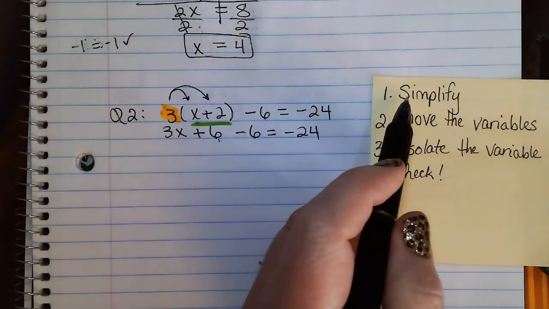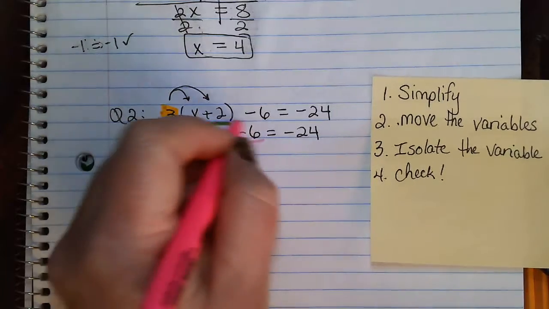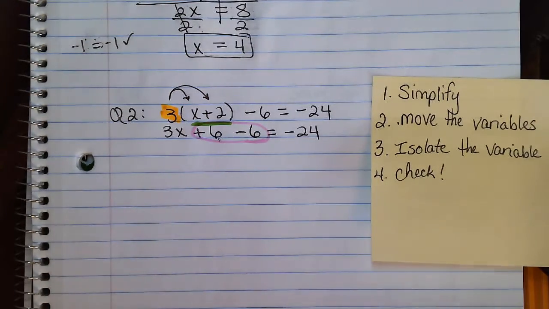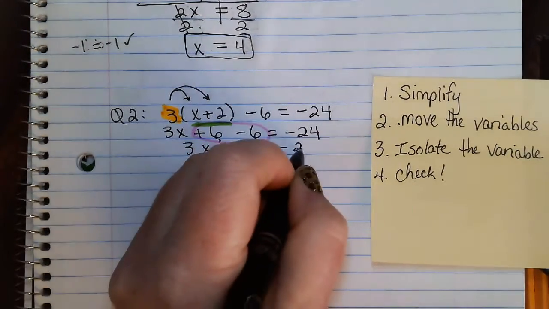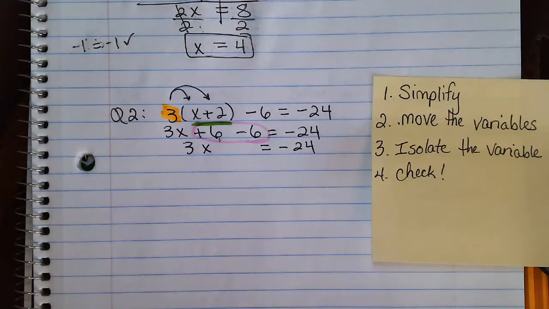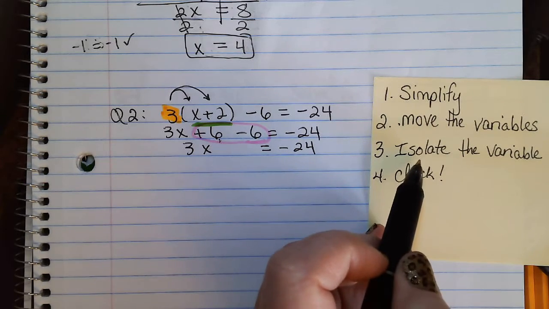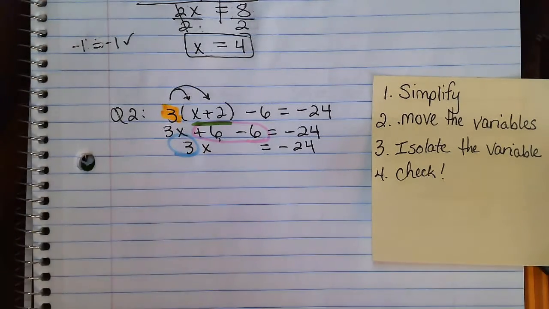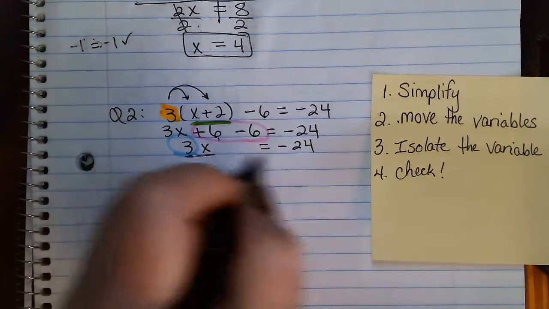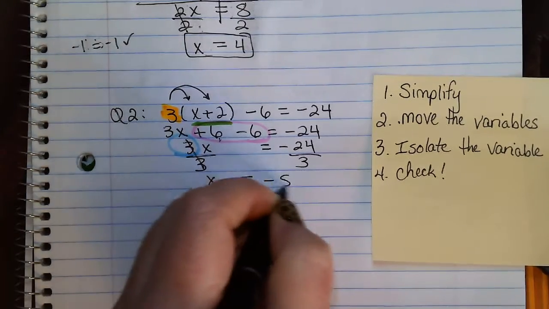We are going to combine like terms because we are not quite done simplifying yet. I am going to do 6 minus 6, and that gives me 0. So I am left with 3x on the left and negative 24 on the right. I don't have any variables to move, so I can skip part 2, but I do need to isolate my variable. I have in the way this 3. So we undo multiplying by 3 by dividing both sides by 3. And we get x equals negative 8.